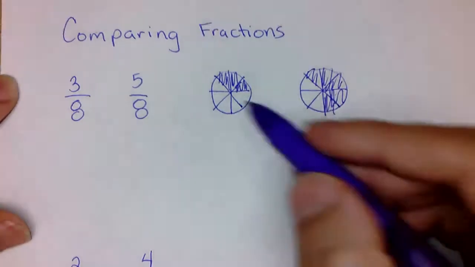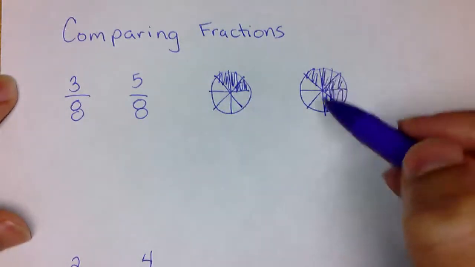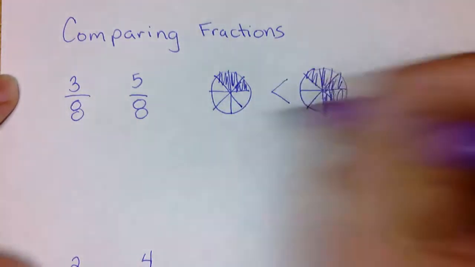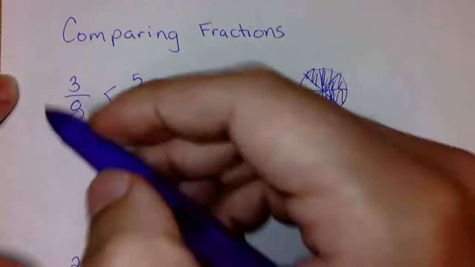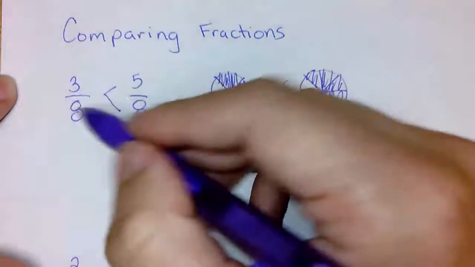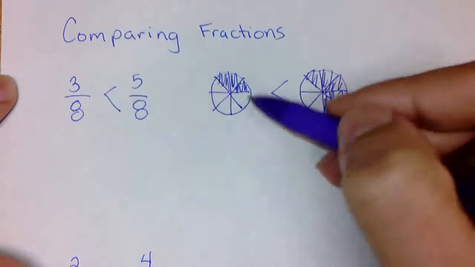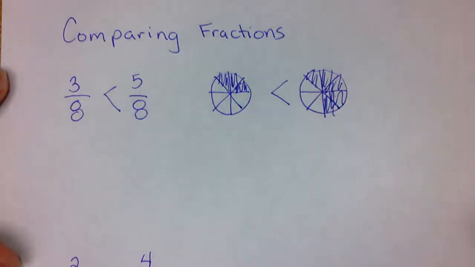We can clearly see that since the pieces are the same size, we just look at how many are shaded. That's the numerator, and 5 is greater than 3. Therefore, 3/8 is less than 5/8. So when the denominators are the same, we're just going to look at the numerators to see which numerator is larger, because then that tells us how many more shaded pieces it has.